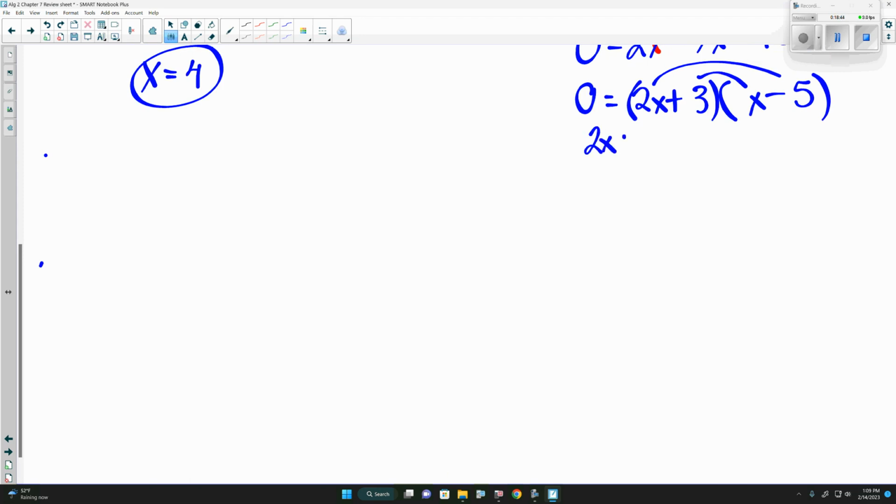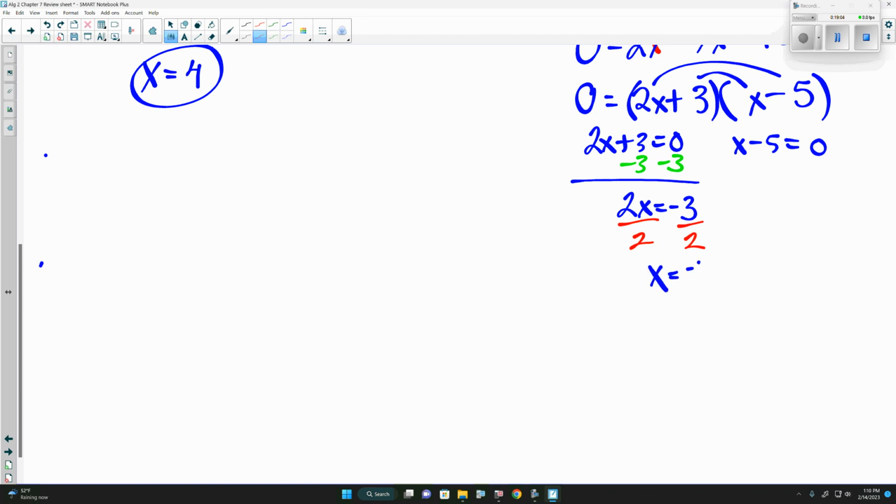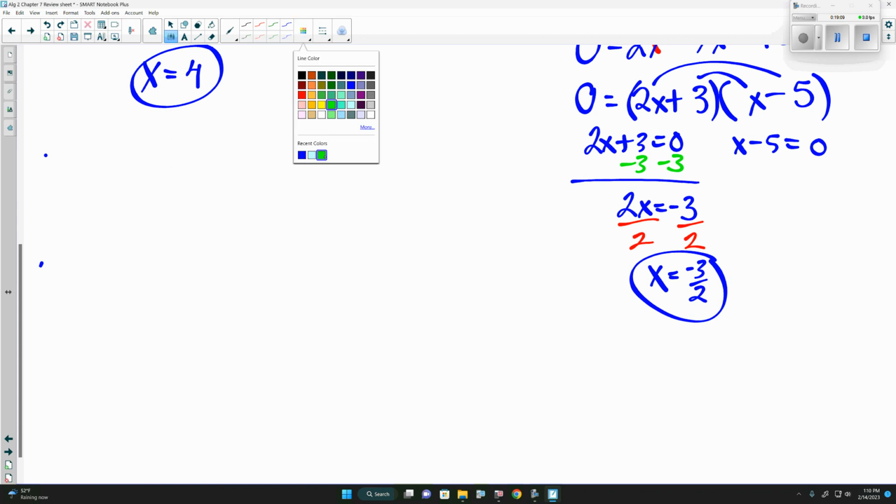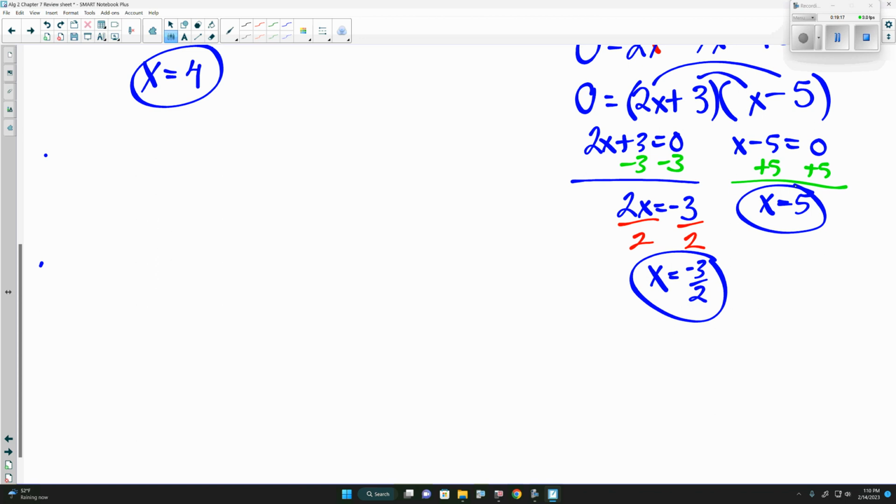So we have 2x plus 3 is equal to 0, and x minus 5 is equal to 0. The first thing we can do is subtract 3 from both sides, telling us that 2x is equal to negative 3. Then we can divide both sides by 2, telling us x is negative 3/2. And over here we can add 5 to both sides, telling us x is 5. And that's it.